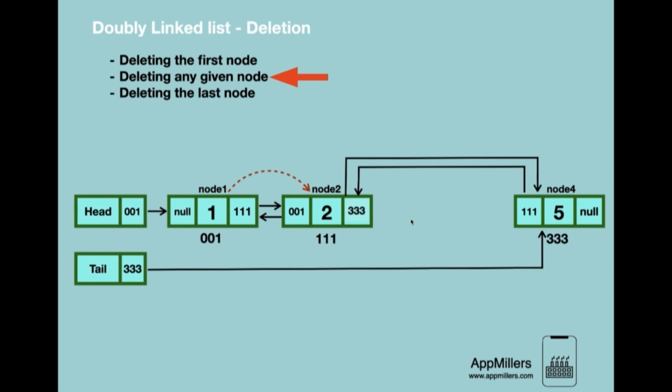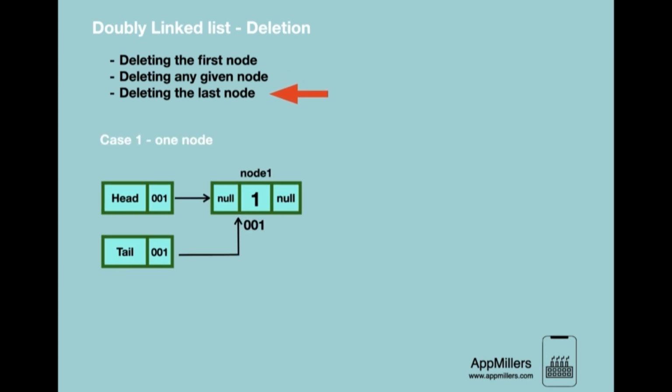Now let's continue to the next case in which we will delete a node from the end of double linked list. So here again we have two cases. The first case is in which we have only one node in our double linked list. So it's similar to the way that we deleted when we delete first node from double linked list.